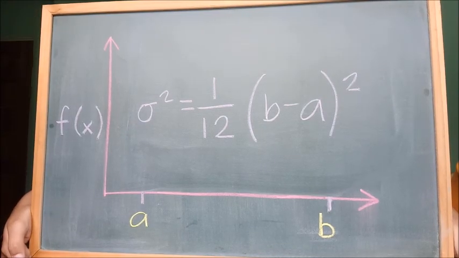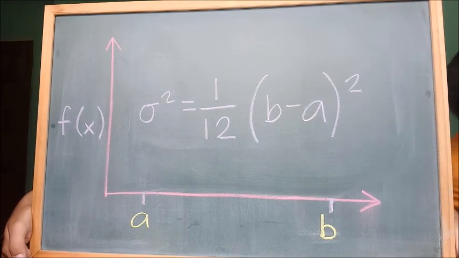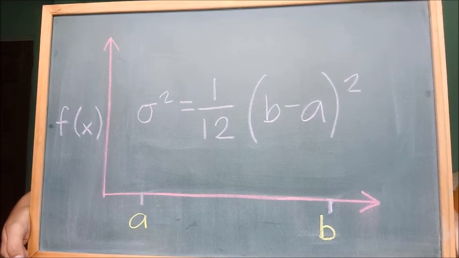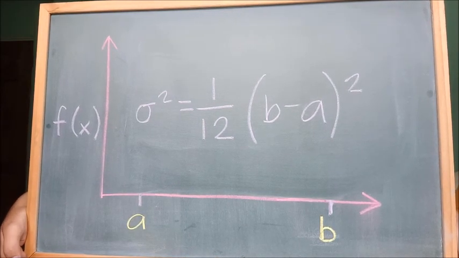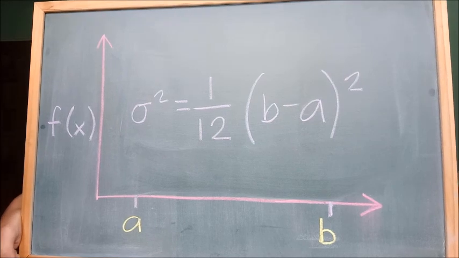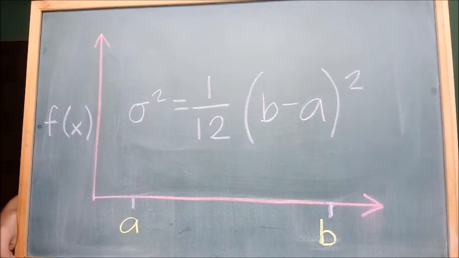The mean and median are quite simple, but the variance involves calculus, so it's up to you to verify that the variance is equal to 1 over 12 times b minus a squared.